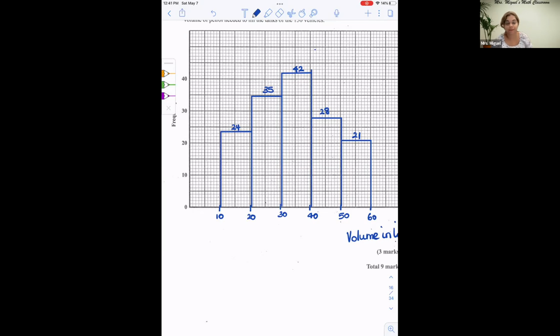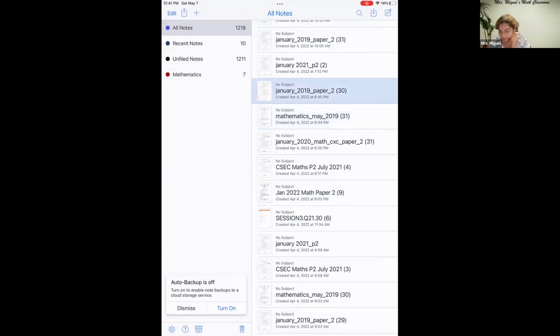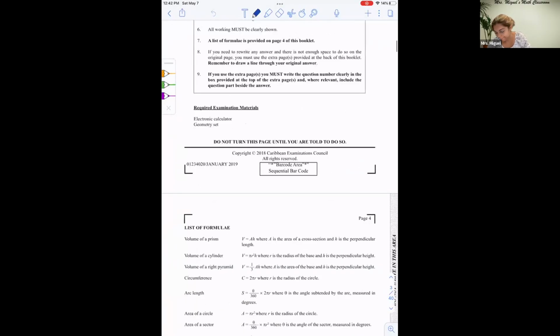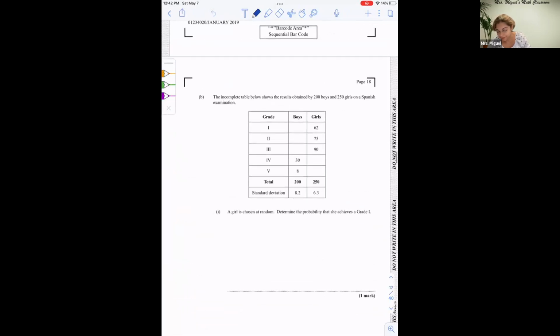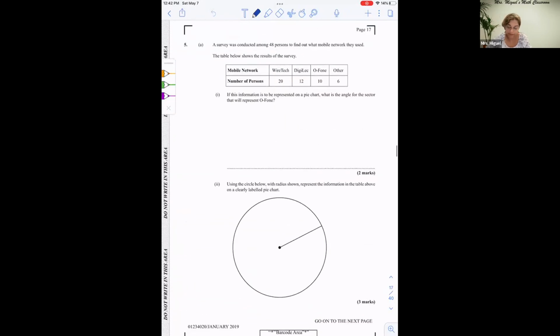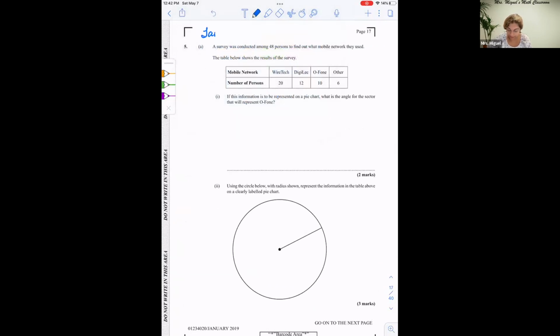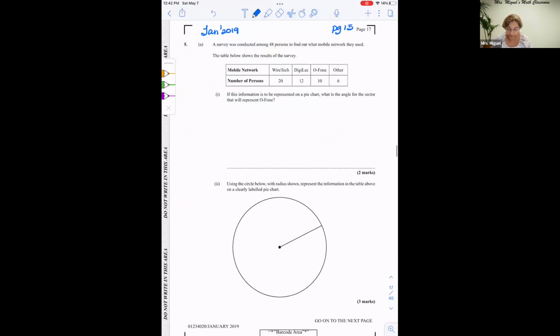Are you all finished? Yeah, miss. All right, so we have one more to do. Let's go. Turn to page 15 in the booklet, page 15 of Paper 2. This is the one with Digilec and Wiretech. This is January 2019. It's on page 15. Let me know when you all find it.